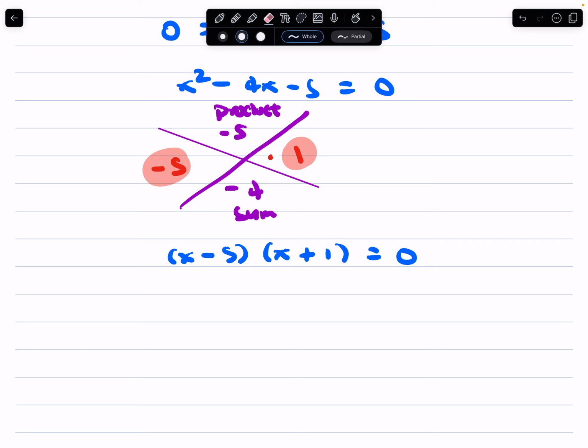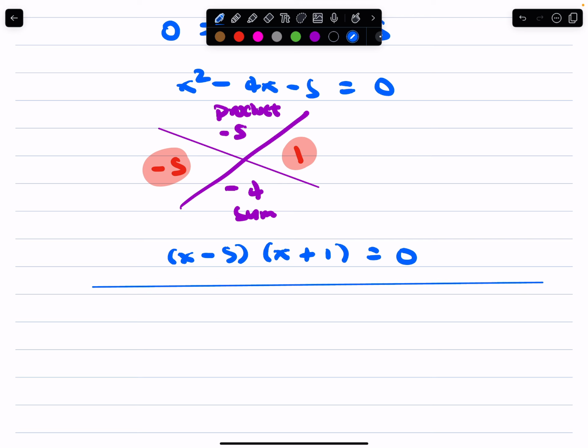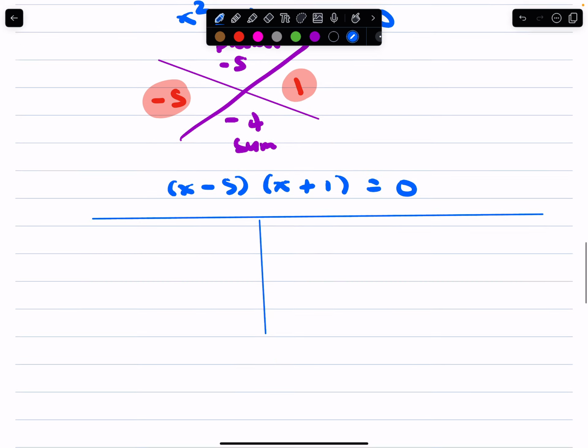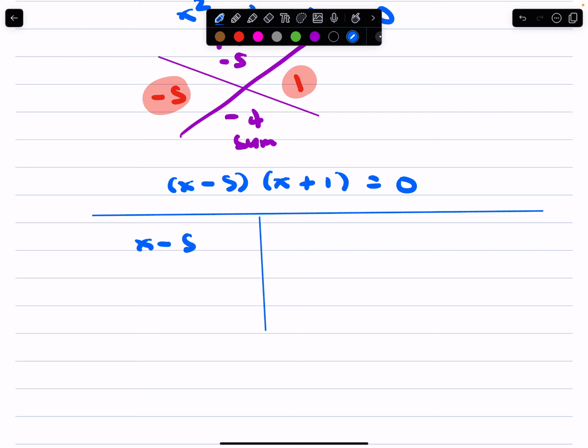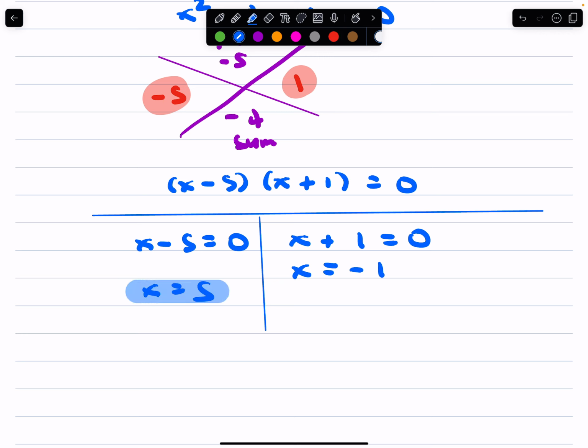All right. Okay. By the zero product rule, x minus 5 equals 0. x plus 1 is 0, which means x equals -1. x equals +5. So those are the two numbers.